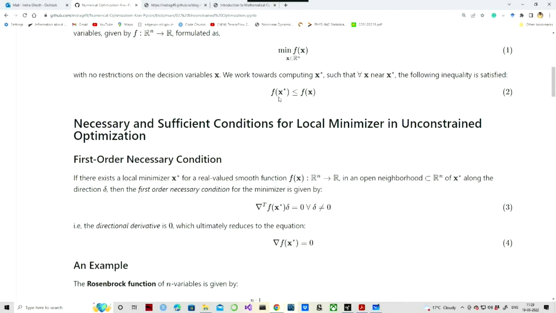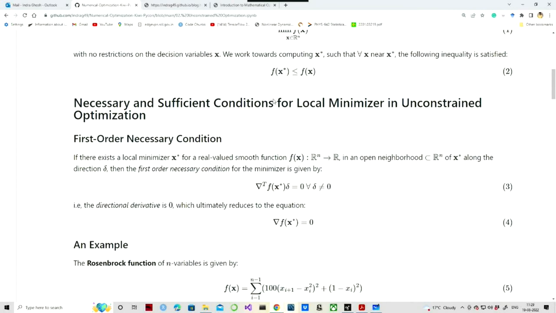Our main goal is to work towards computing x star such that for all x near this point x star, the following inequality is always satisfied. The value of the objective function f at x star should always be less than or equal to the value of the function for any other x close to x star. So that's the whole goal.